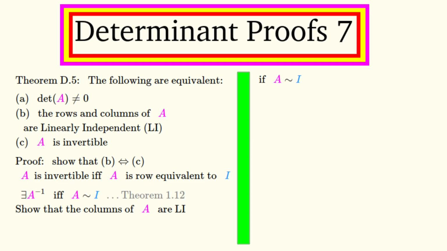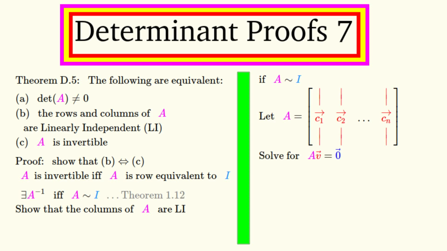So we'll assume that A is row equivalent to the identity matrix. We can write matrix A out in column vector notation, using long lines to show how these column vectors occupy the columns of the matrix. And we've got to solve this equation to eventually show that the columns are linearly independent. So we know that the inverse of A exists because it's given in statement C of the statement of this proof. So we can multiply both sides of this equation on the left by this matrix, which will give us this equation that says that this vector must be the zero vector.